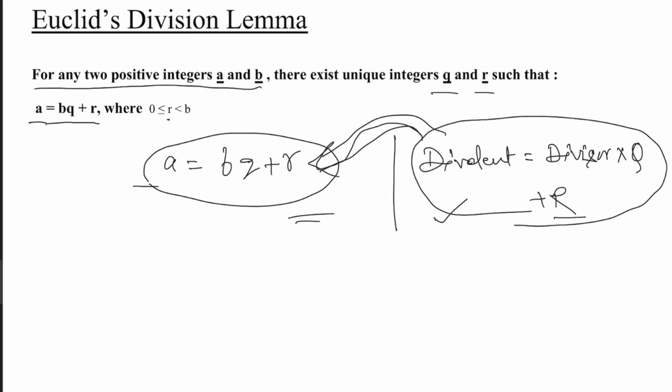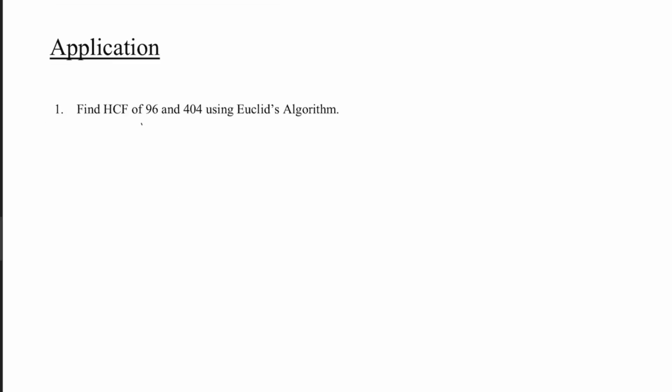So we will use this format to find the HCF. This concept is used to find the HCF of any two numbers. To understand the applications, let us take an example and apply Euclid's division lemma to find the HCF of 96 and 404.